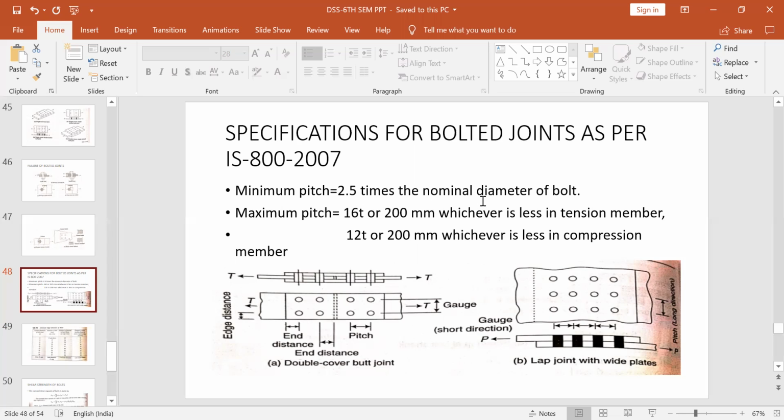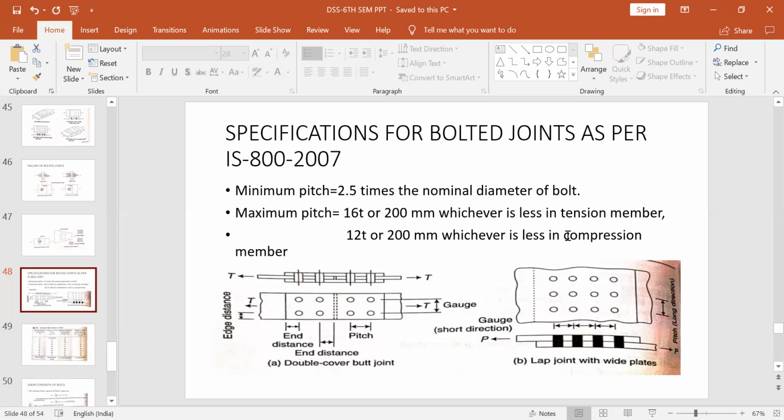2.5 times the nominal dia of the bolt. Not the dia of the hole. Remember one thing, this is also given in the IS code. What is nominal dia and gross dia? Gross dia is for bolts of dia less than 20 mm, where gross dia is nominal dia plus 2 mm.